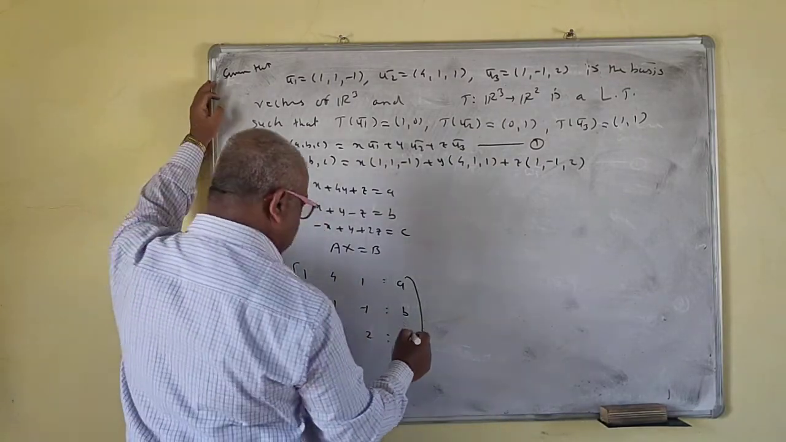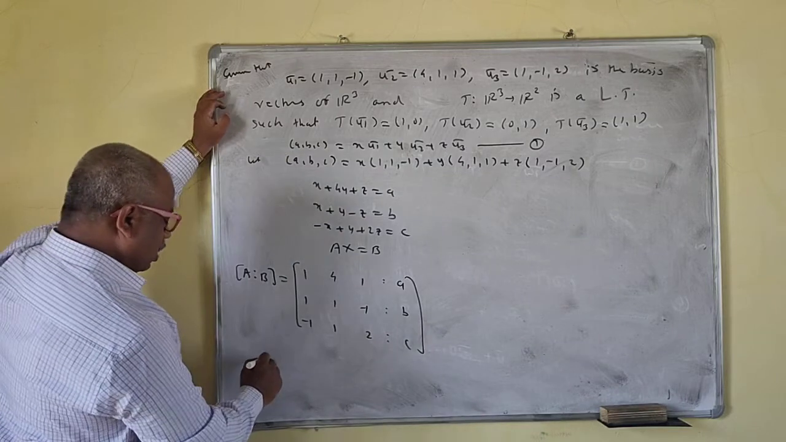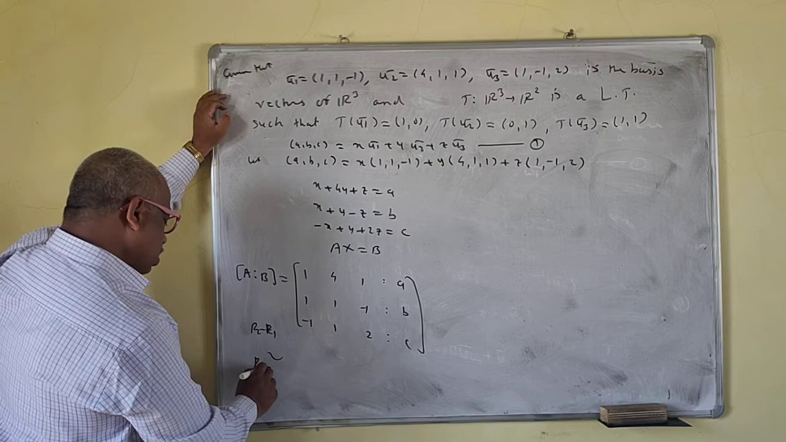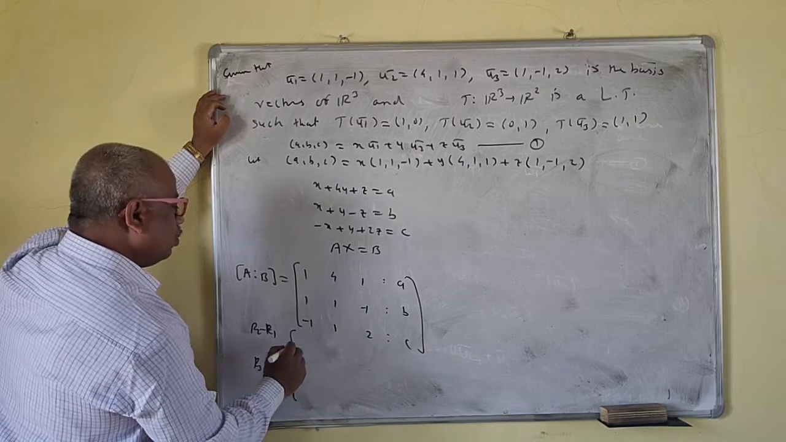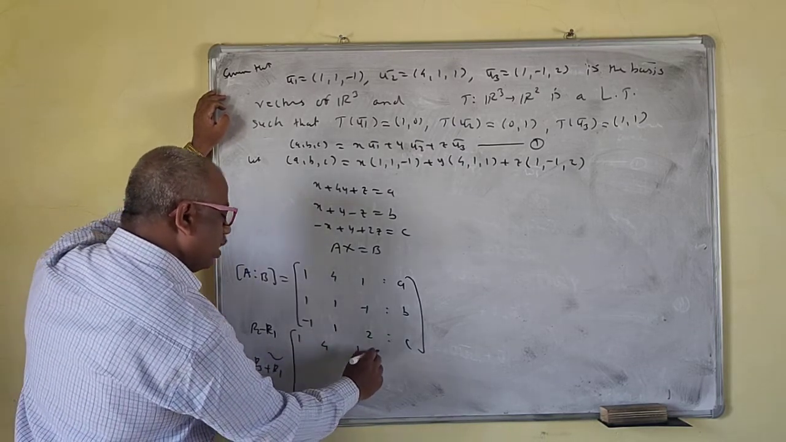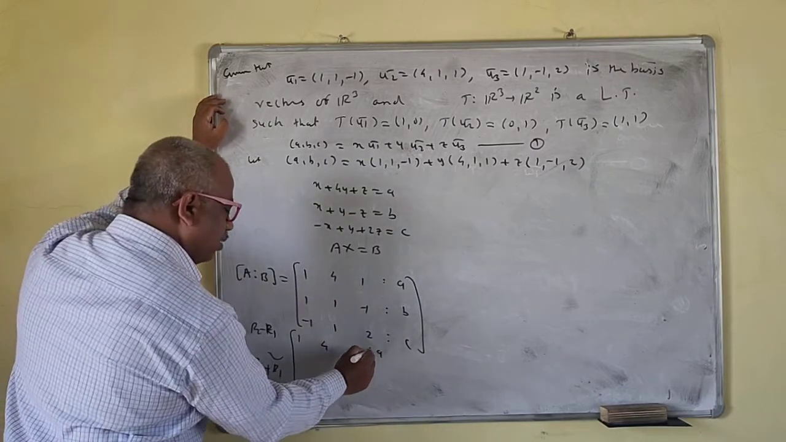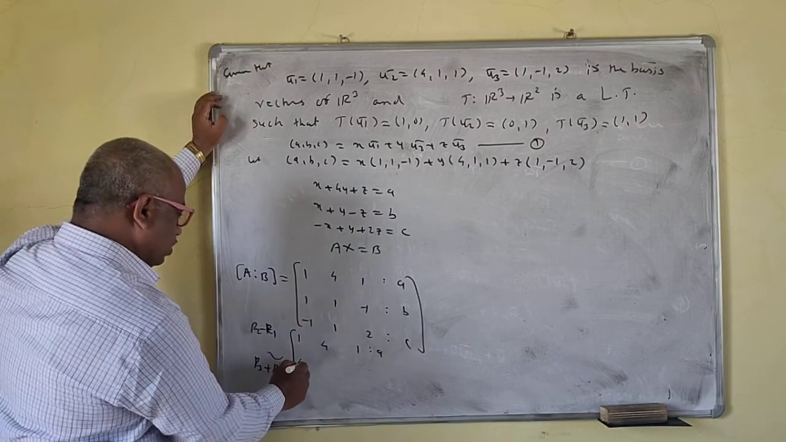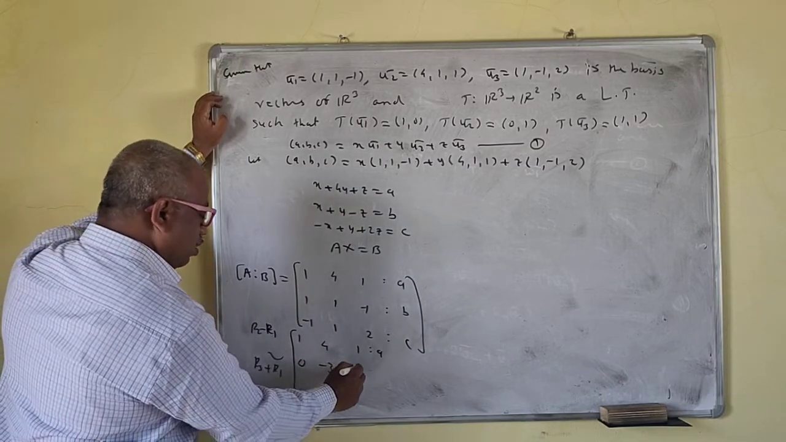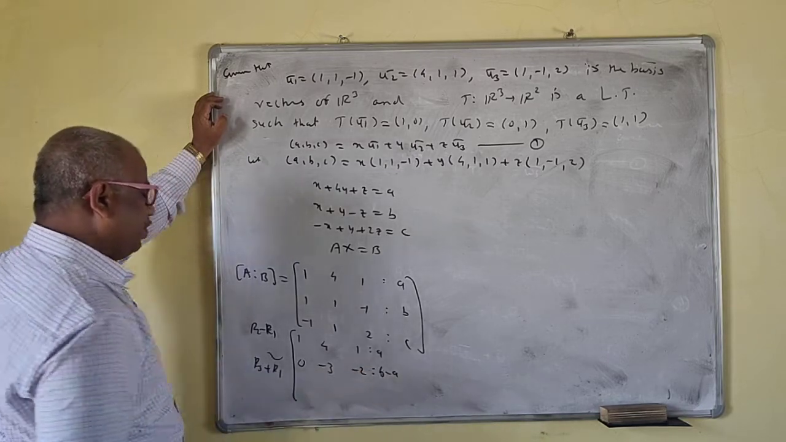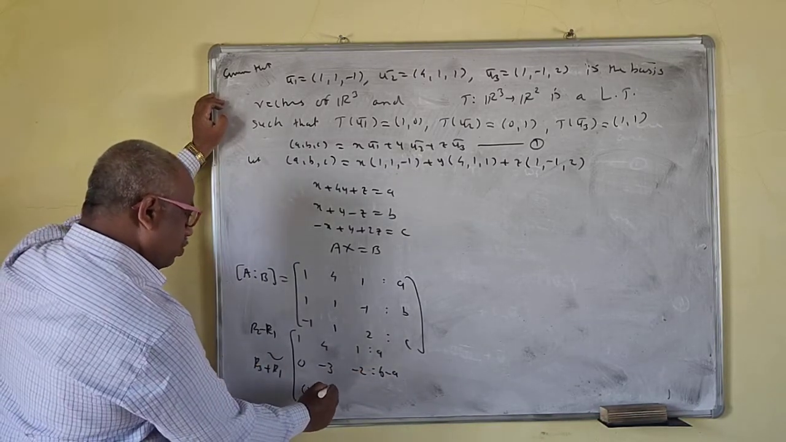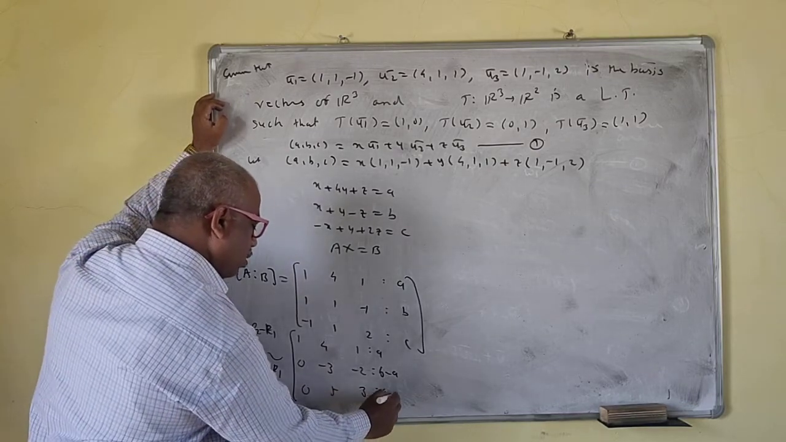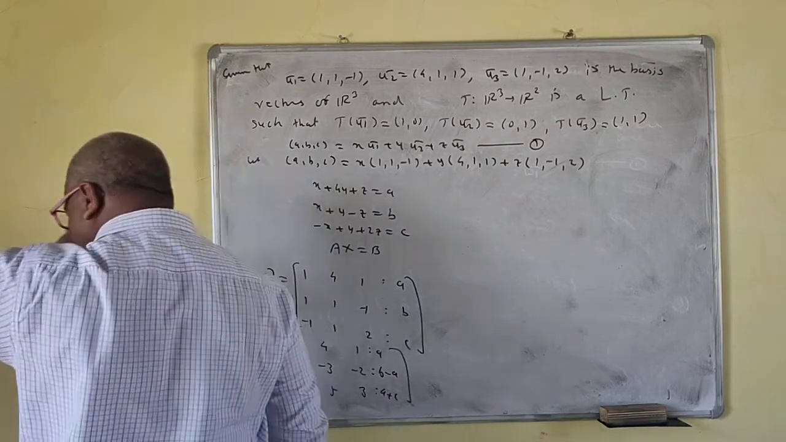Now we will convert this into an equivalent form. We write R2 minus R1, R3 plus R1. So the first row is 1, 4, 1, a. Take care now: you have to multiply by minus 1 and add, giving 0, minus 3, minus 2, b minus a. Then just add to get 0, 5, 3, a plus c.